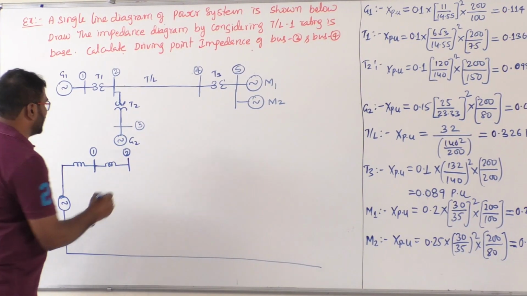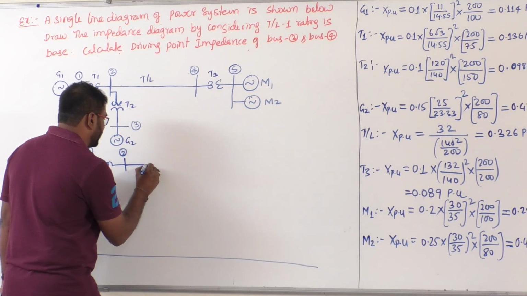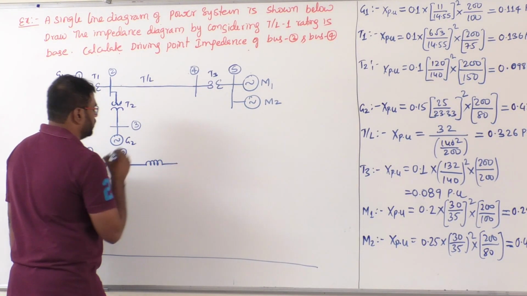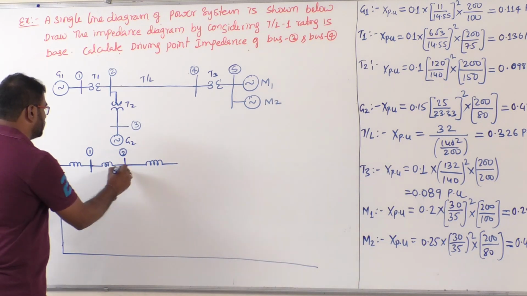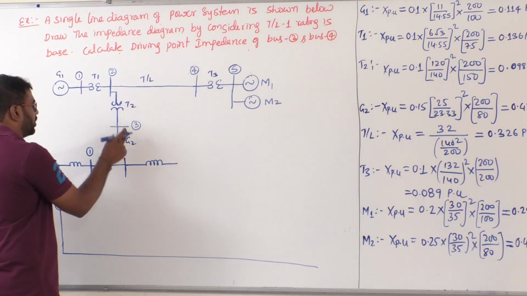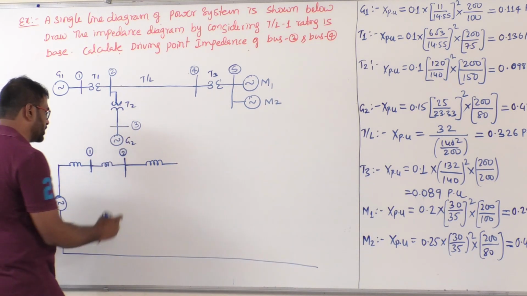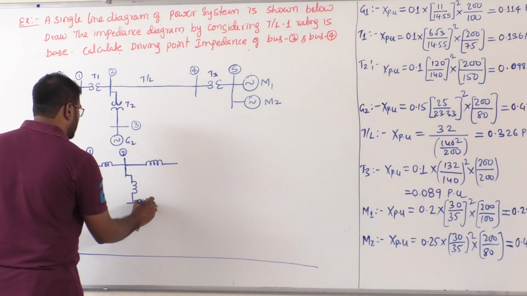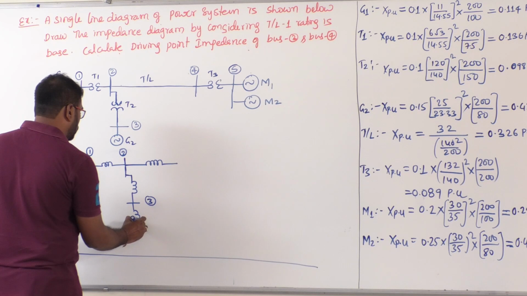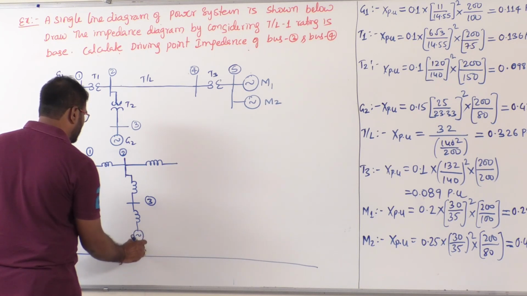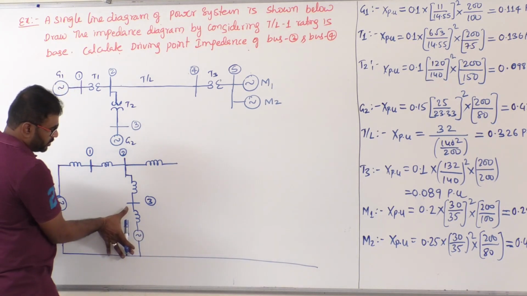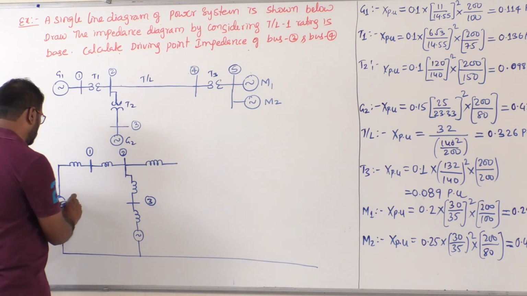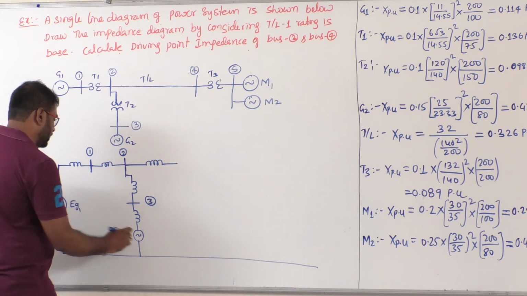Now at bus 2, a transmission line is connected on this side. But downside, what is connected? A transformer and generator cascade combination is connected, meaning transformer 2, which I am writing like this. Let us say this is bus 3. After that, the generator means a voltage source in series with reactance. That's it. This is generator 2. So EG1 and EG2.